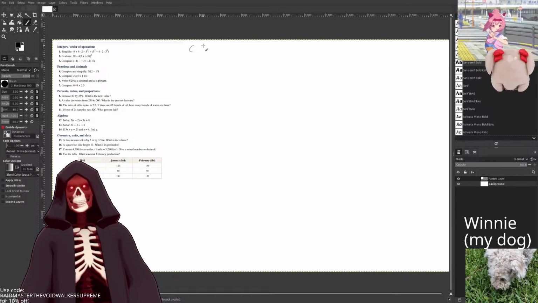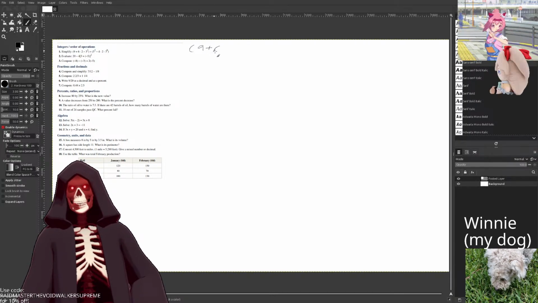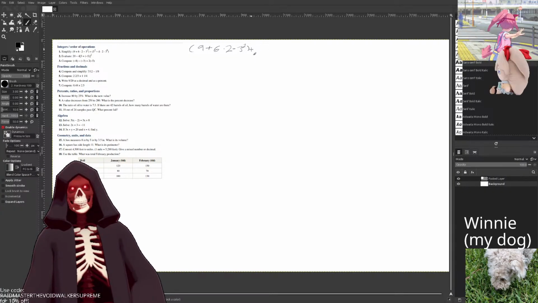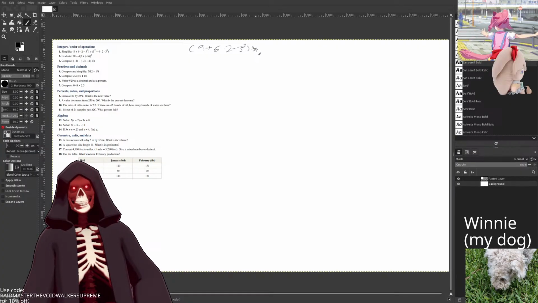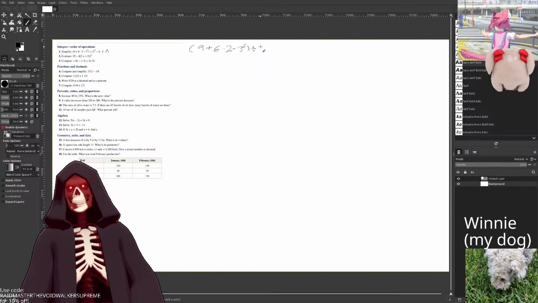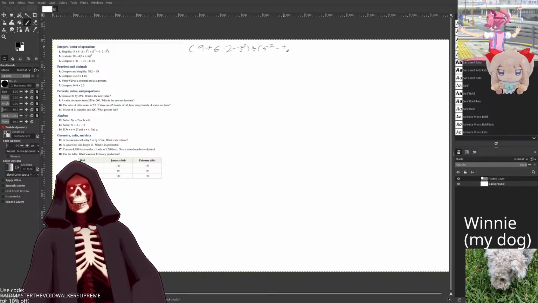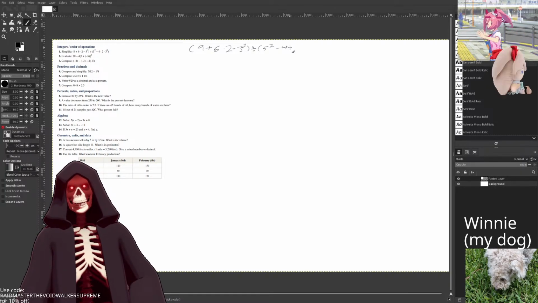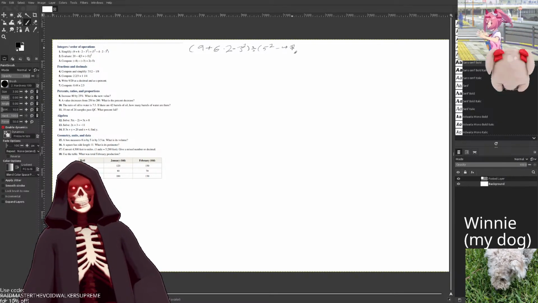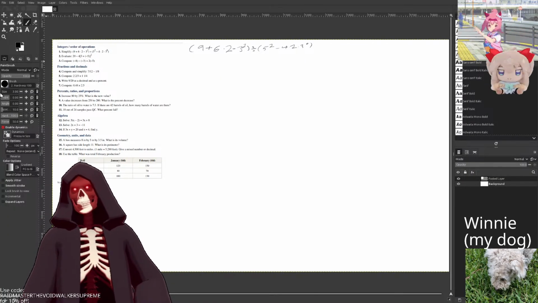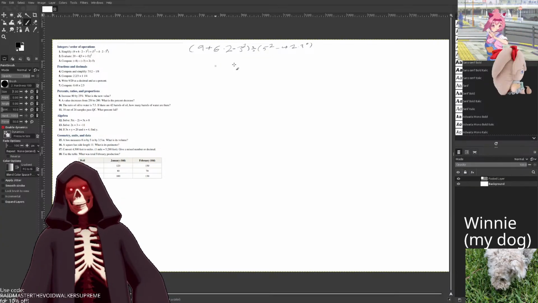Okay. So we have 9 plus 6 times 2 minus squared divided by 5 squared minus 4 times 2 times 3, 0. That is actually pretty easy.